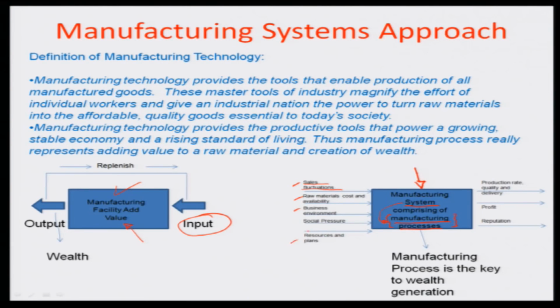There are also resources and plans and social pressure. These are some of the inputs to the manufacturing system, and the outputs are things like production rate, quality, delivery lead times, profits, reputation of the organization, so on and so forth. So what we are going to study is really this system right here, which would be able to optimize all the inputs added together to a set of manufacturing processes, so that the output can be maximized in a very optimum manner from such a system.